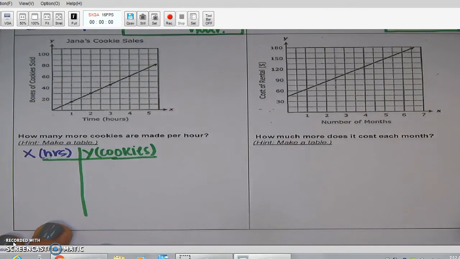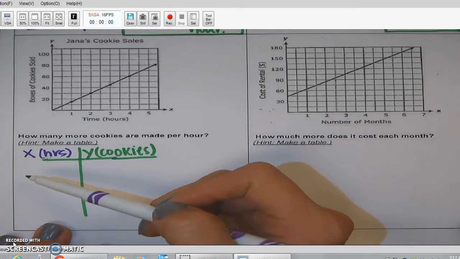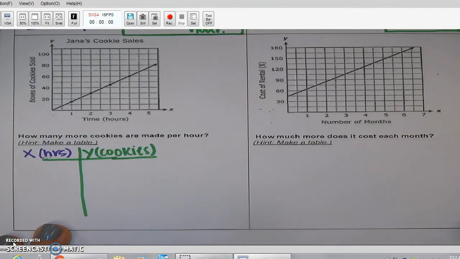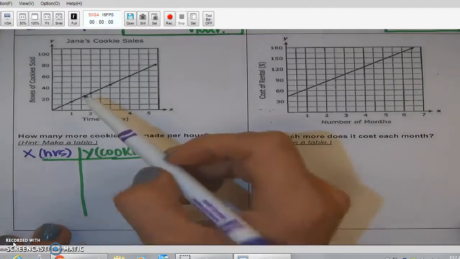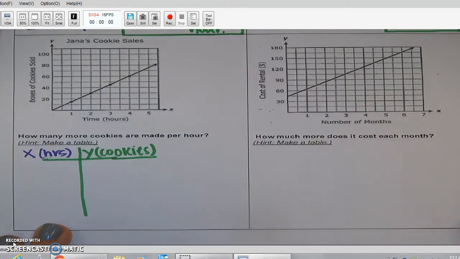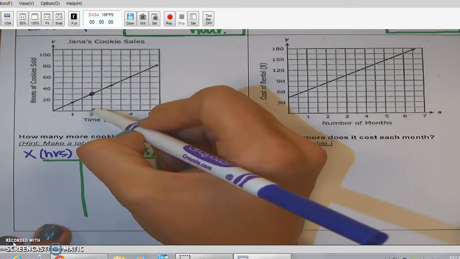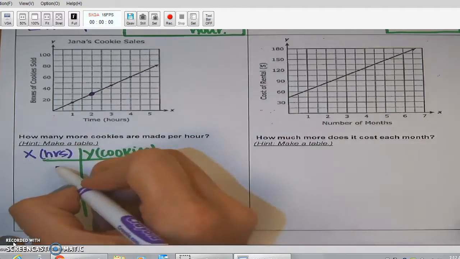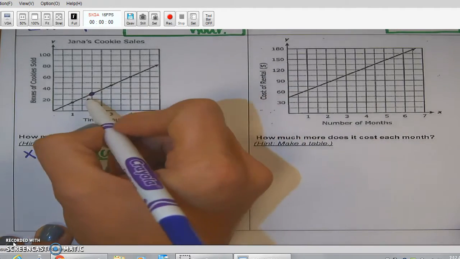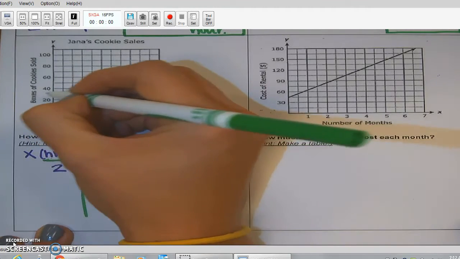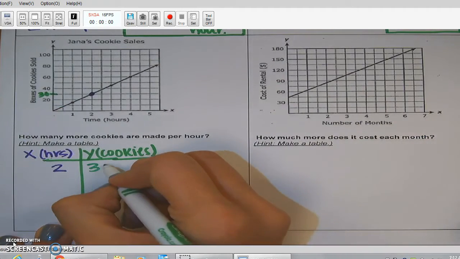Okay? Now we need to take some points from our graph to put them in our table. So remember, each point on this graph has an x and a y value. But we want to choose points that are on whole numbers, preferably not decimals or fractions, just because it's a little harder to tell exactly where they are. So this looks like a good point right here. This is exactly at 2, and that's my x value. And my y value is halfway between 20 and 40, which means this right here is 30. So my y value is 30.